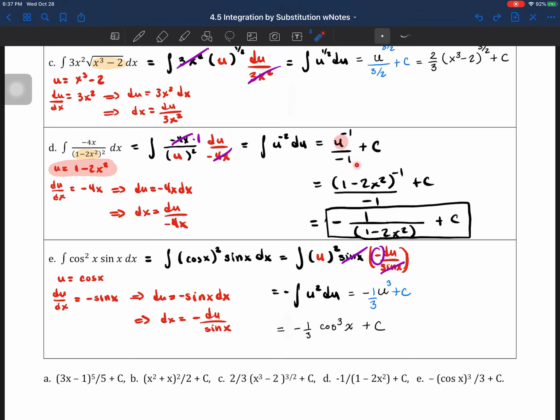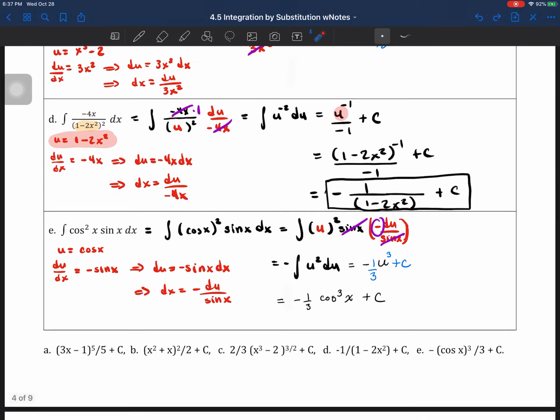But then we can come back and replace u in terms of what it was originally set up. So that would be (1 minus 2x squared) to the power negative 1, over negative 1, plus c. And then from here you can just move this to the denominator, and we have this.